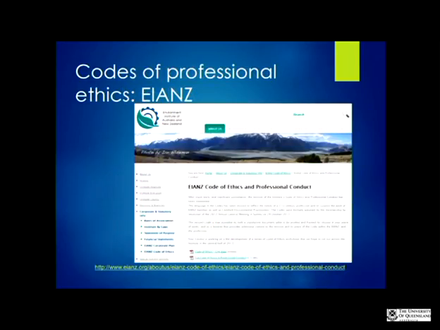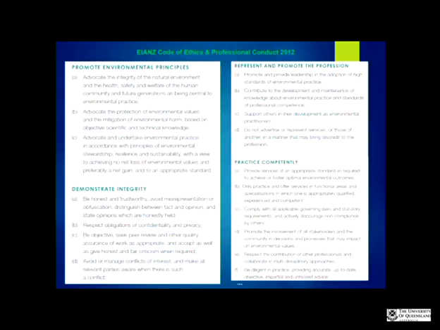This is the Environmental Institute of Australia and New Zealand. Sorry guys, I'm losing my voice. And that's their code of ethics and professional conduct that they have, and that again applies to all of the members of that organisation. You can see that one's quite interesting. There's duties to promote environmental principles, to demonstrate integrity, to represent and promote the profession, and to practice competently.